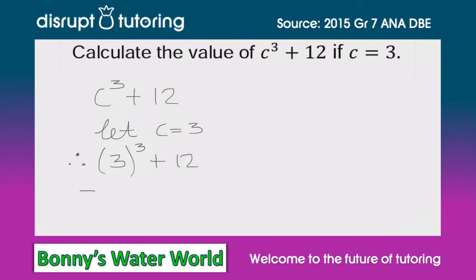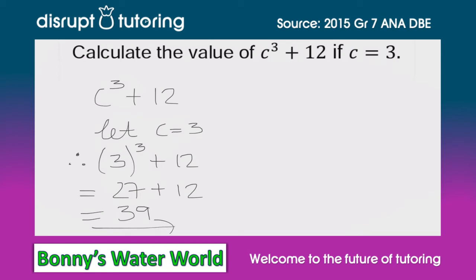Right, that would then equal, so what is 3 cubed? 3 cubed is 27. 3 cubed means 3 times 3 is 9, times 3 is 27, plus 12. Now 27 plus 12, that's going to give us 39. And that is as easy as that gets.